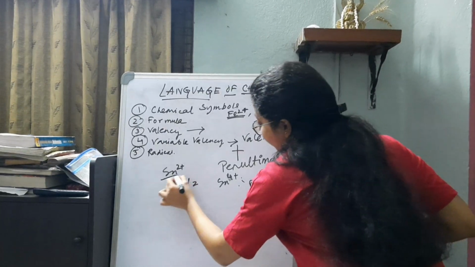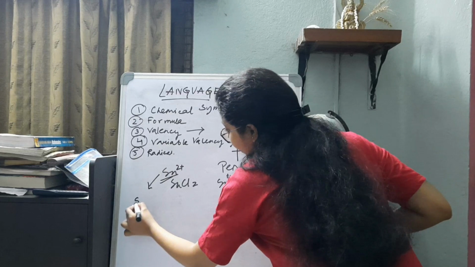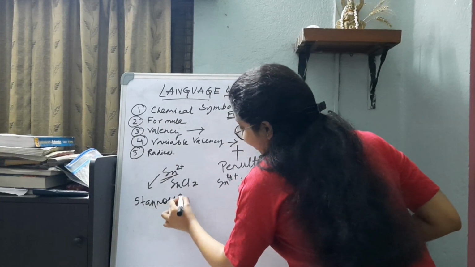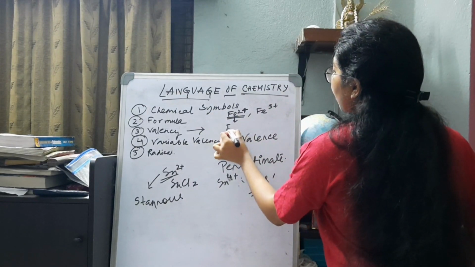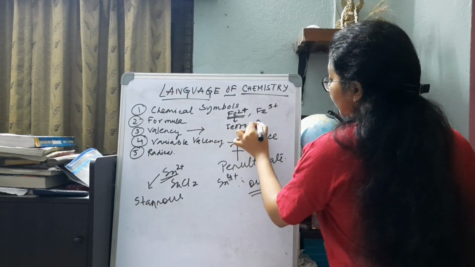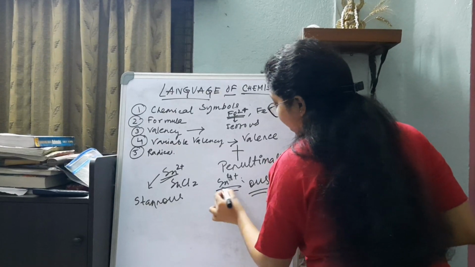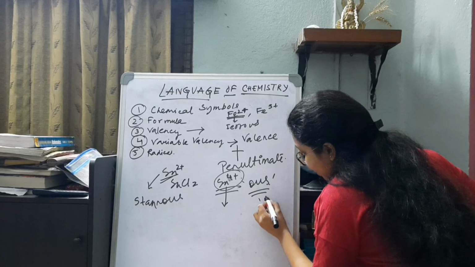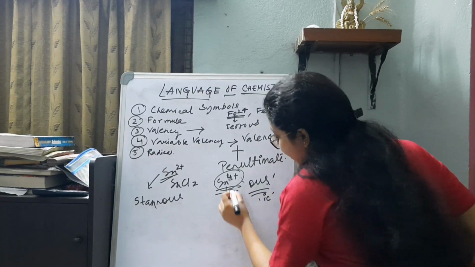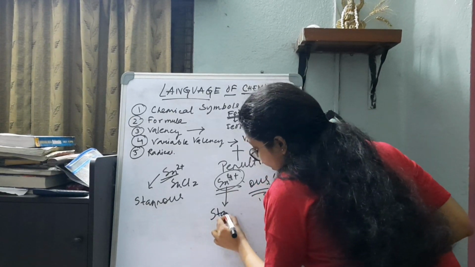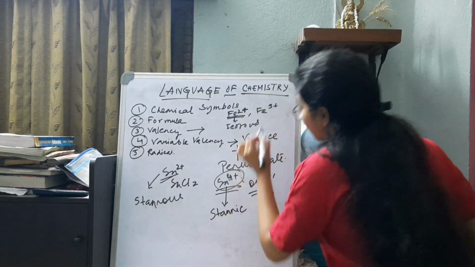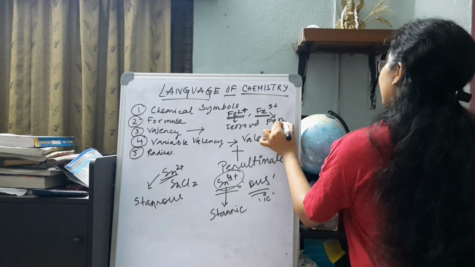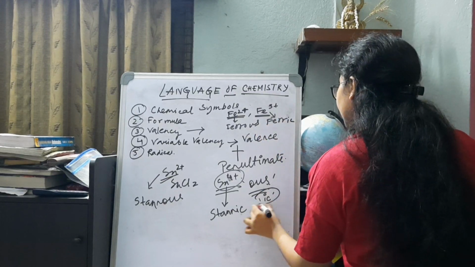Now the first occurring valency, which has a lower value, is generally given the suffix OUS. That means the lower valency part will be given the suffix OUS, so it is stannous. This one is ferrous. But the higher valency one will end with the suffix IC. That means it will be stannic. And this higher valency part is termed ferric.